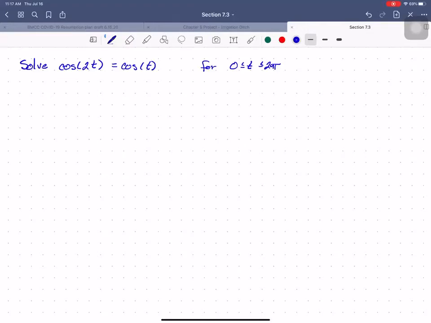All right, let's solve this equation. Let's solve cosine 2t equals cosine t. And we're just going to find the solutions between 0 and 2 pi.